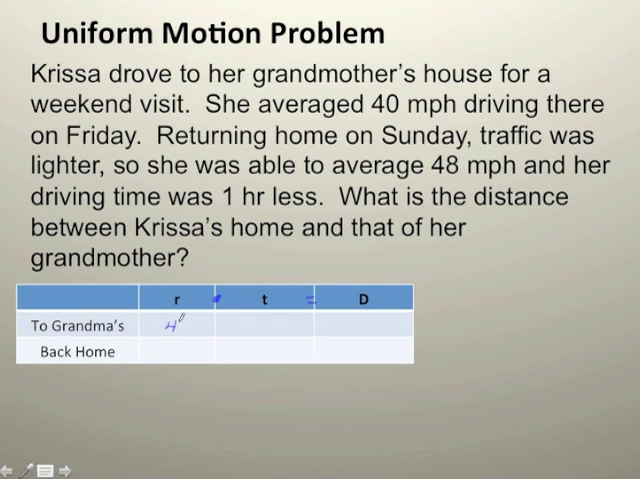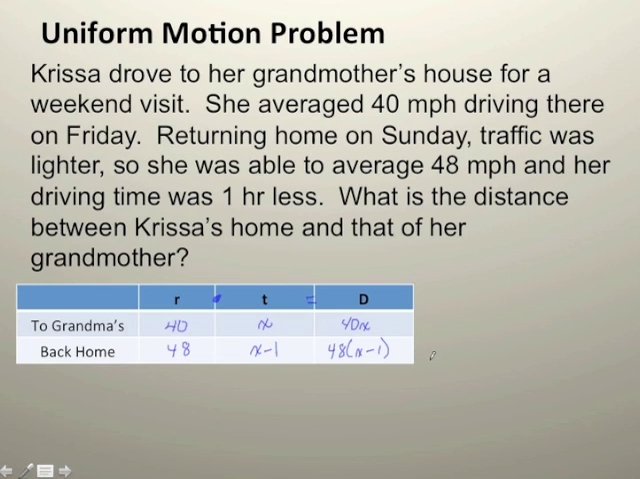Her rate going to Grandma was 40 miles per hour. Coming home was 48 miles an hour. We don't know how much time it took her driving on Friday. We'll just say that's x time. And on coming back on Sunday, it was 1 hour less. So that will be x minus 1. And then I multiply those together to get my distance. So 40x, and 48 times x minus 1.